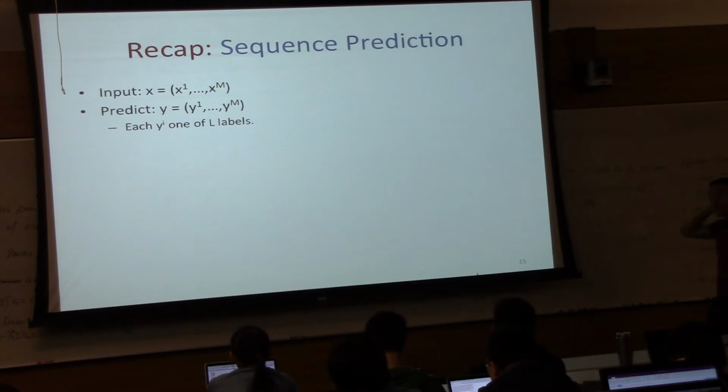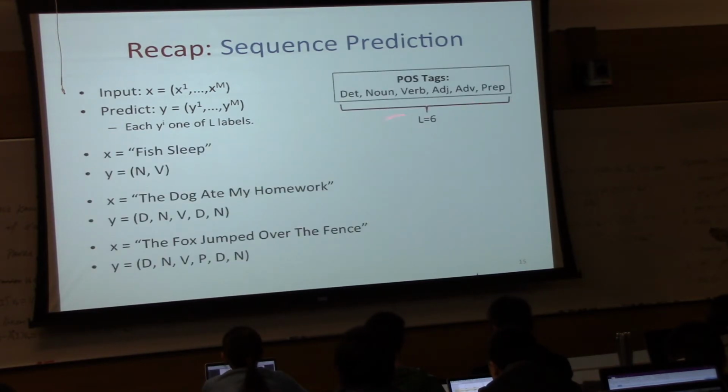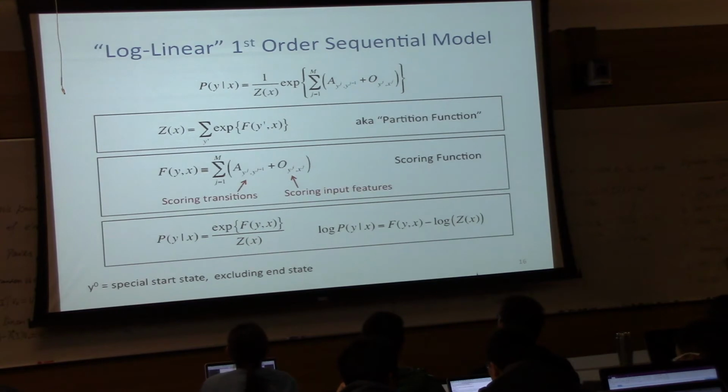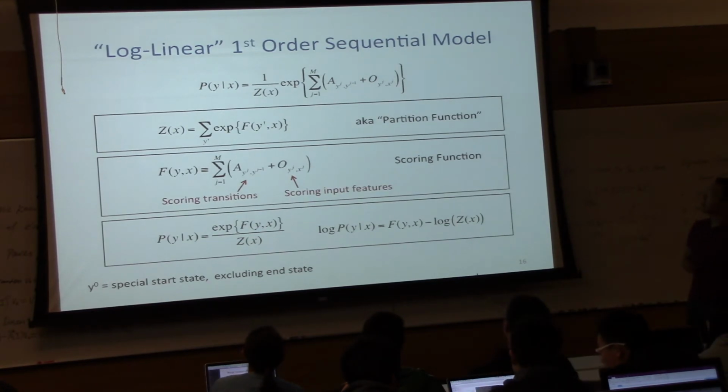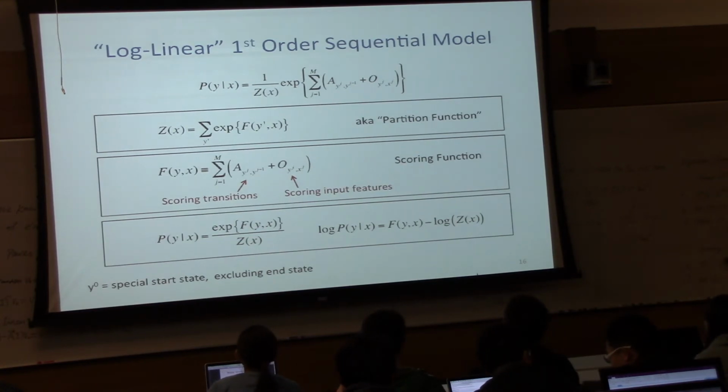Okay, so now let's move on to sequence prediction CRFs. Just to recap, the goal is to predict a sequence of Y's given a sequence of X's. The Y's typically fall into a very small label space. So here the label space is 6. And so these are just examples. We talked about that before. This is a first order sequence model in conditional random field notation.